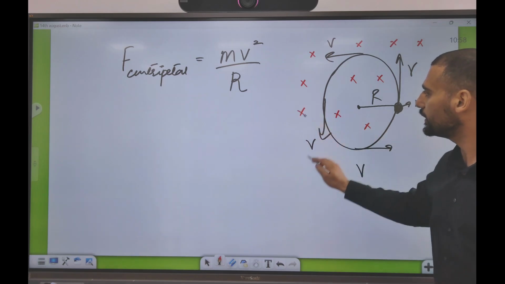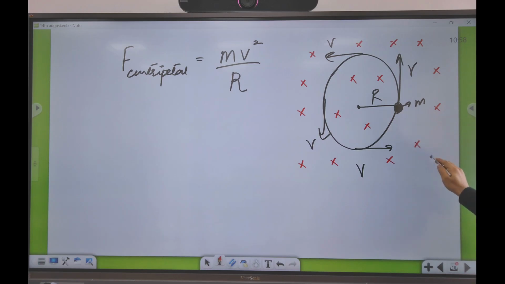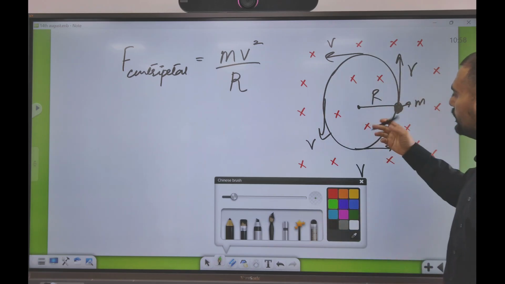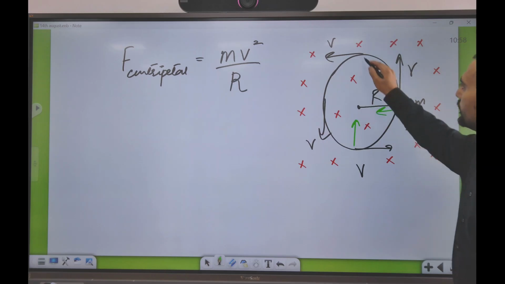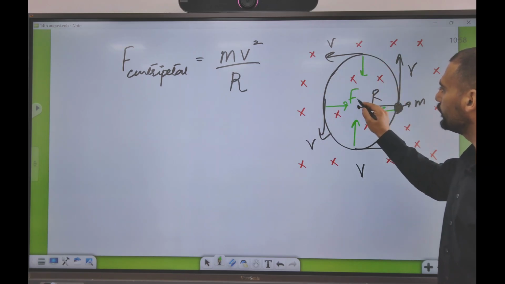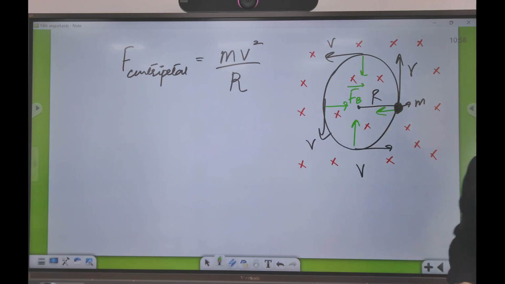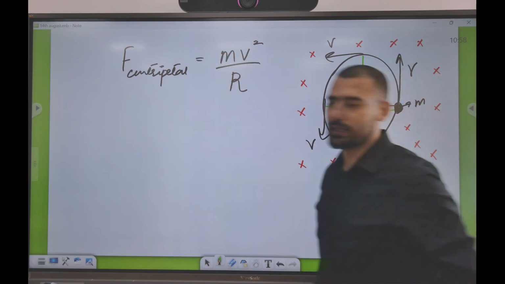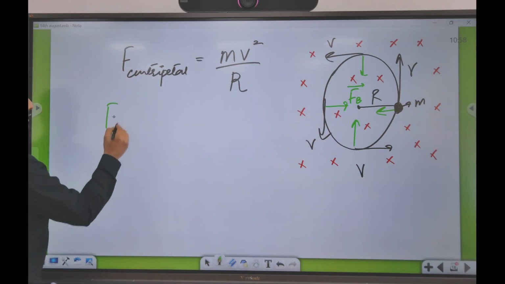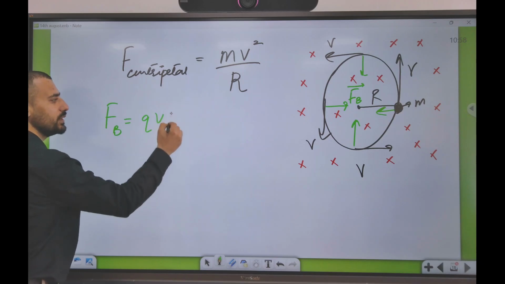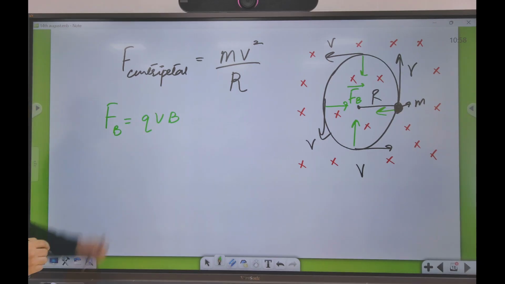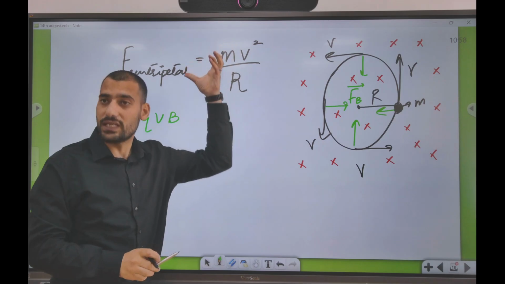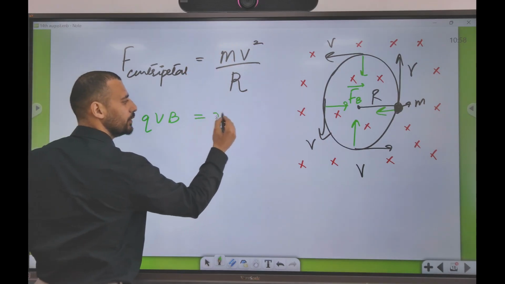So due to this magnetic field, we have a magnetic force which is towards the center. This is the magnetic force which is towards the center. So this magnetic force gives rise to this force. But what is the value of the magnetic force? The magnetic force, as I told you, is Q times V times B, the maximum. So this magnetic force will give rise to the centripetal force. That means the two will be equal.